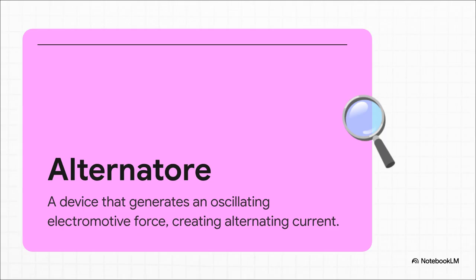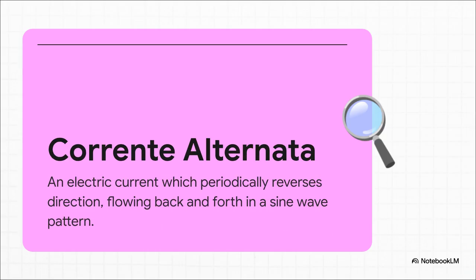But here's the key part. Because it's spinning constantly, the force it creates isn't steady. It oscillates, it pulses. And that pulsing force creates what we call alternating current.